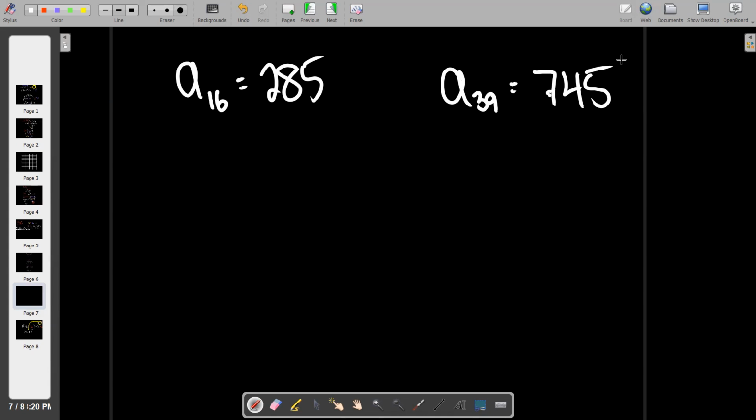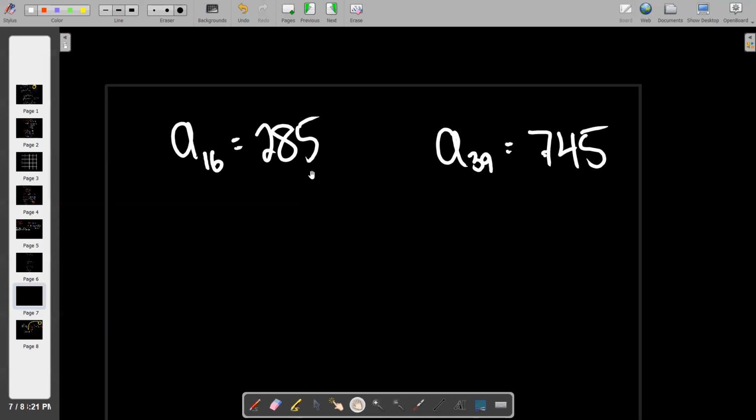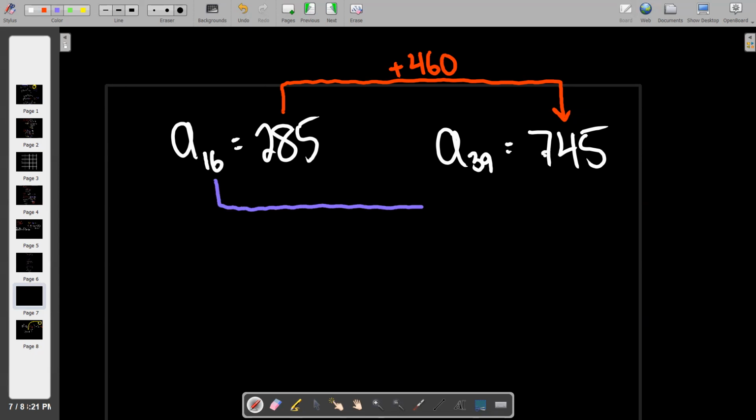The goal here, remember, is operation find the D, operation find the A sub 1. If we can do those, then the rest is just write the dumb formula. Step 1 is to figure out how much the sequence value changed. We're just going to follow the colored arrows. How much does 285 change to become 745? Perfect. Thank you, Trinity. So we've had a net change in our sequence of up 460 total units. How many steps did it take for the 16th term to become the 39th term? It took 23 steps.